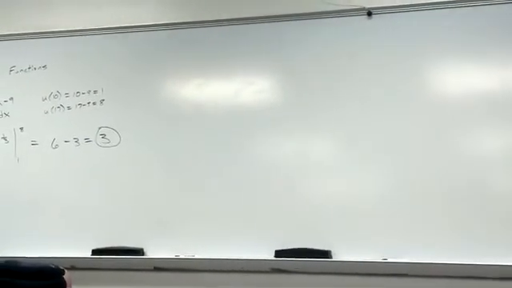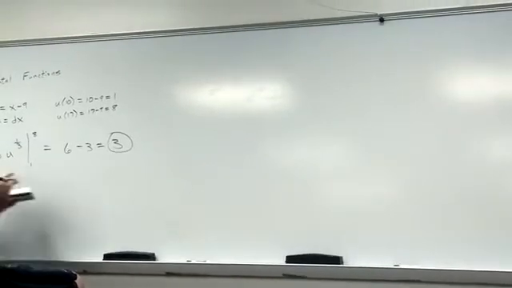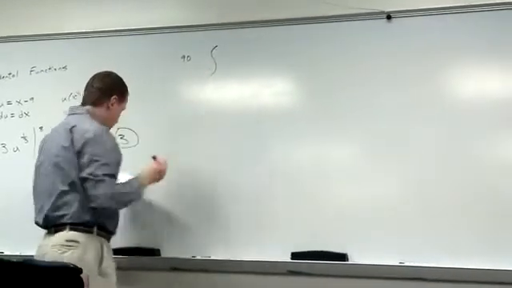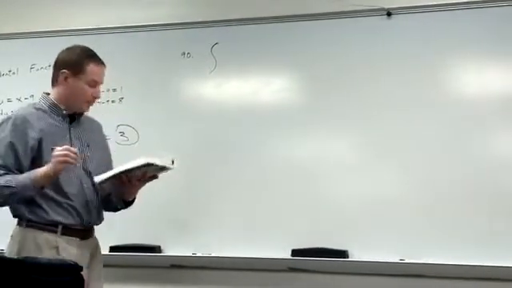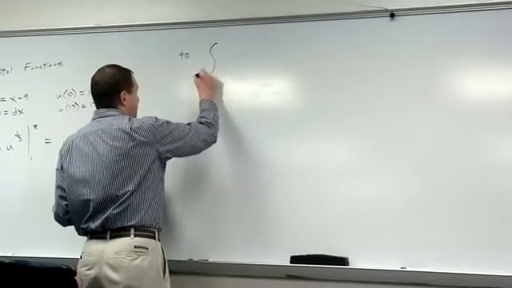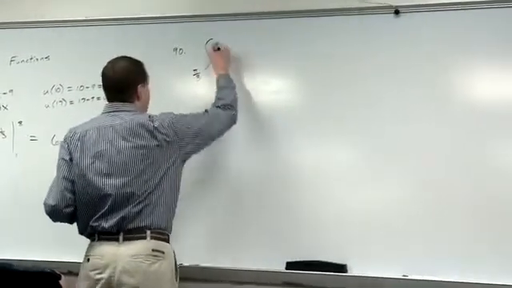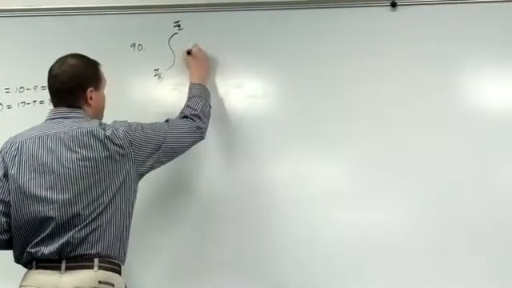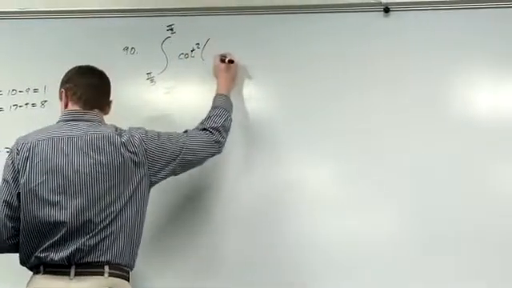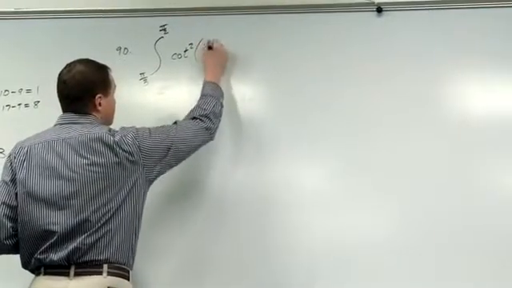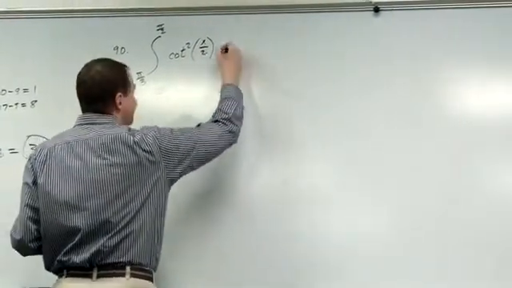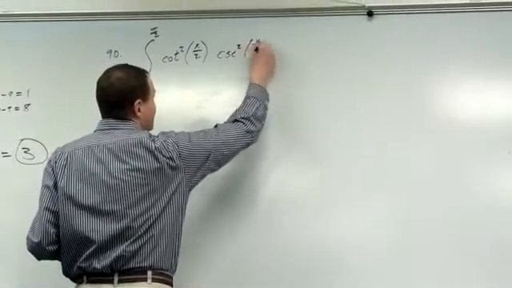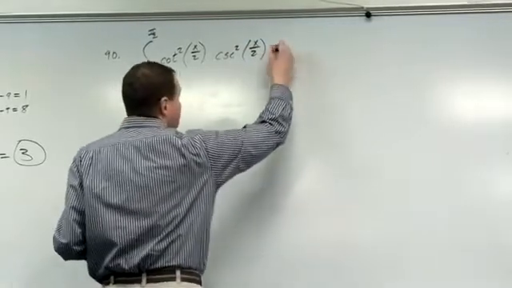Number 90. Let's see if they make up for it on this one. It is wonderful trig, so that's a good thing. Pi over 3 to pi over 2. And it gives us cotangent squared of x over 2, and then cosecant squared x over 2 dx. Okay.